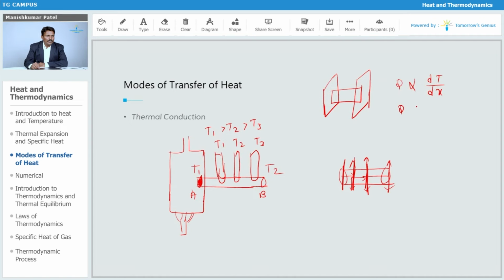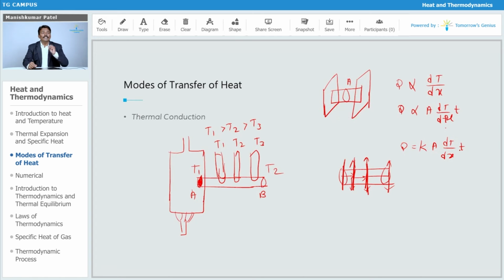Again this is proportional to your area, dT by dx. Again this is the amount of time for which the heat is going to flow over here. So Q is equal to K A dT upon dx into t. So the amount of heat flow is proportional to the cross-sectional area, which I have shown over here.